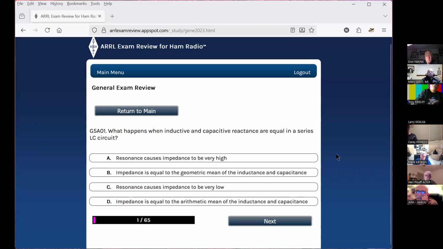So the first question is, what happens when inductive and capacitive reactance are equal in a series circuit? A, the resonance causes impedance to be very high. B, the impedance is equal to the geometric mean of the inductance and capacitance. C, resonance causes impedance to be very low. Or D, impedance is equal to the arithmetic mean of the inductance and capacitance. Charlie, anybody else want to hazard a guess here? Charlie.